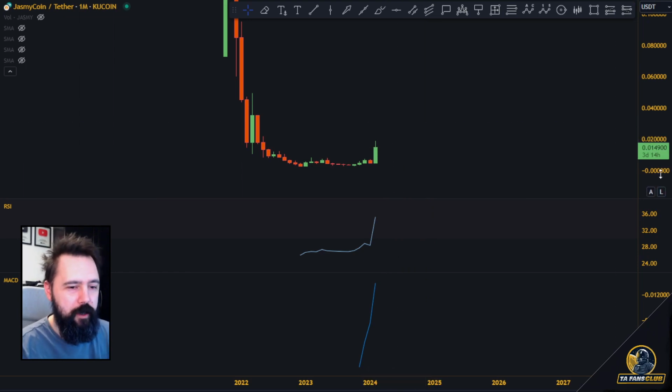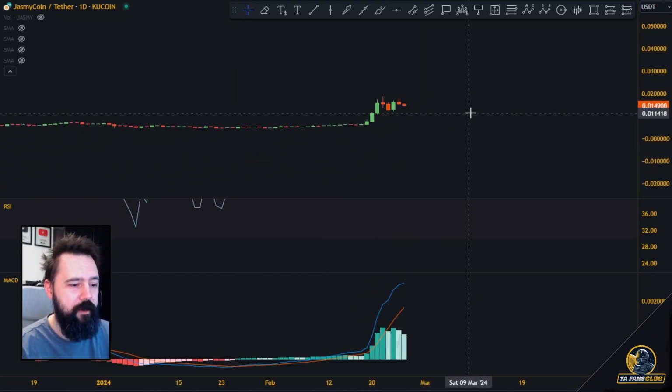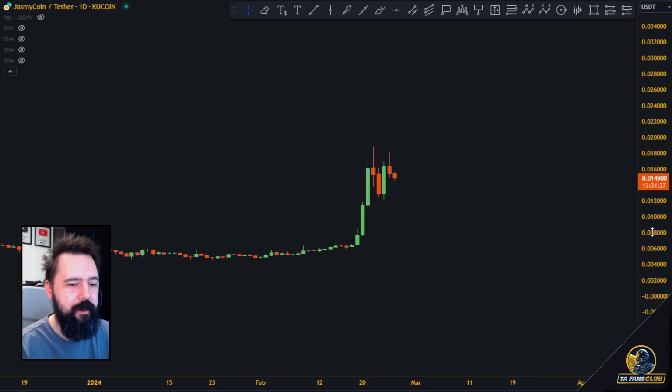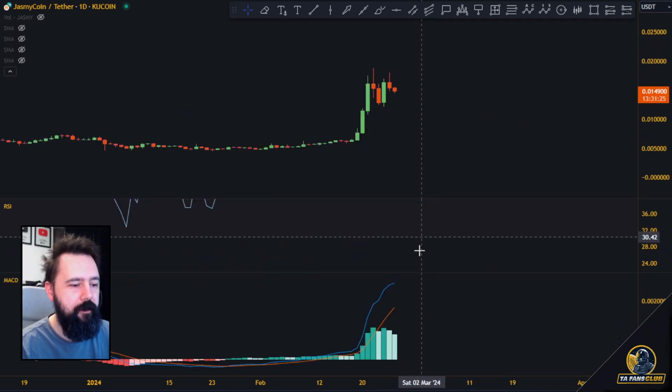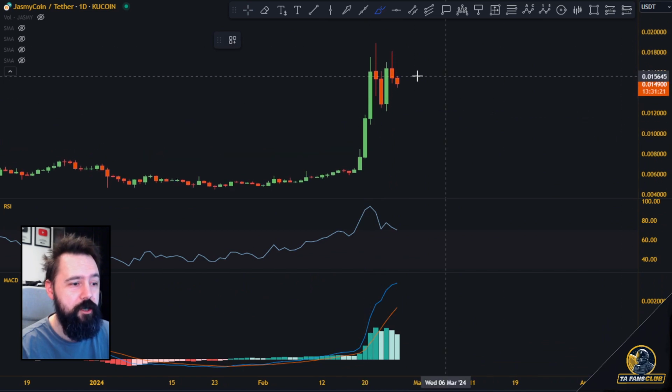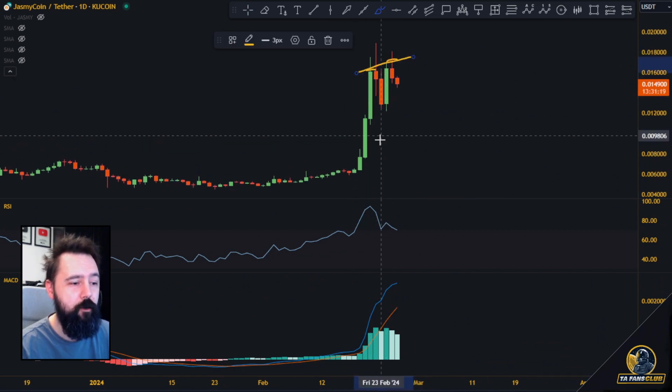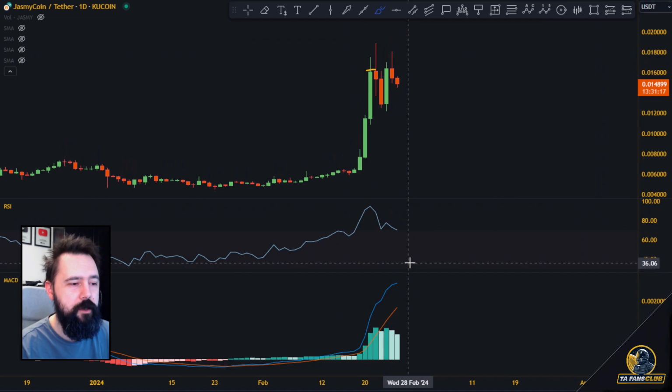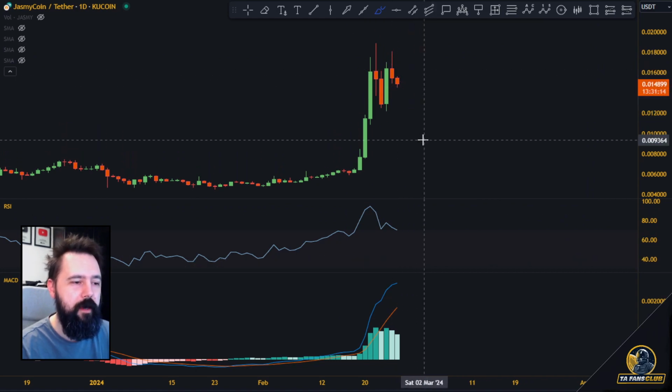So how does this work actually? By the way, if you look at Jasmy right now, we do have some very extended levels over here. Not only that, this is what we call a rubber band indicator. We've got something called divergence, so the price is going higher towards the upside, while this is going towards the downside. That's a divergence that is pulling a little bit back towards the downside.